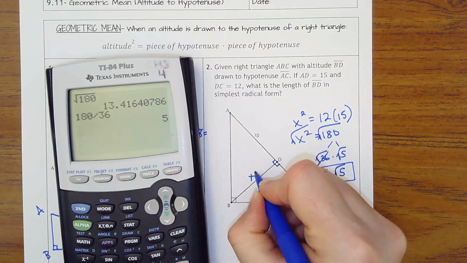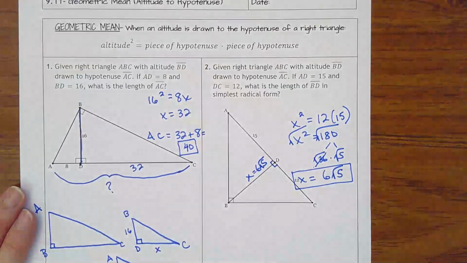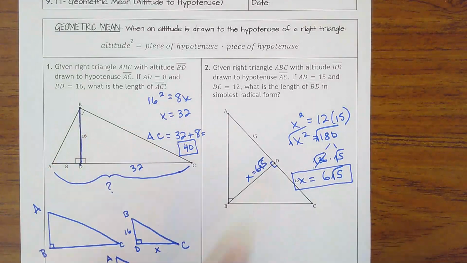That would be this altitude. So again, these are all just similar triangles, or if you can remember, it's altitude squared equals piece times piece of hypotenuse.